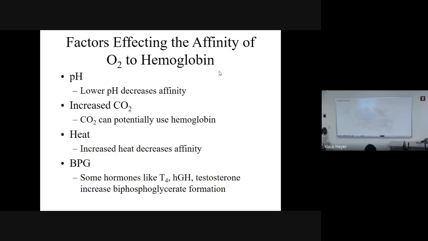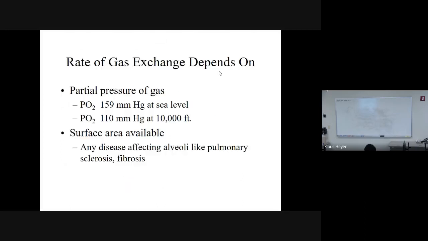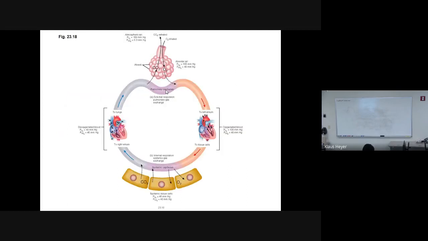I want you to know that sometimes I ask about the pressure of gas, not the numbers, but like, why is it harder to breathe at 10,000 feet? Why is the air thin in the mountains? It's because the pressure's lower. It's not about the exact number like 110. Just understand that the partial pressure of oxygen is lower as you go higher in elevation. I'll say something like, why is air thin in mountains? Versus in Louisiana.